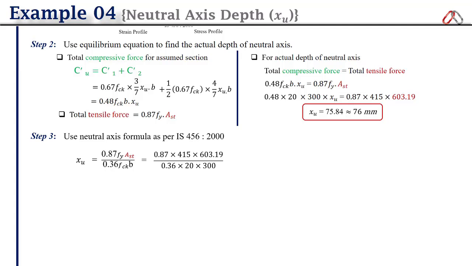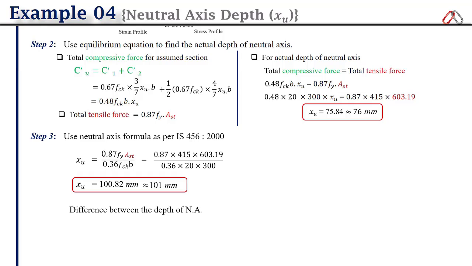When you put all the values in this equation, the value of X is 100.82 mm. We can use the round figure 101 mm. And the question is that we have to find out the difference between the depth of neutral axis from IS 456 and the assumed triangular one that is given in the question.